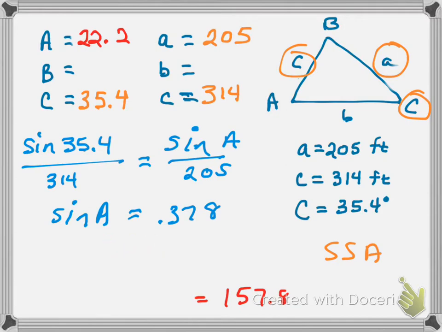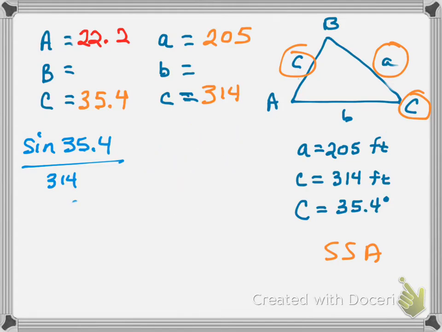Now I just need to find angle B and lowercase b. I can find angle B by adding up these two and subtracting them from 180. If I do that, you'll get an angle measure of 122 for angle B, if we do 3 sig figs.